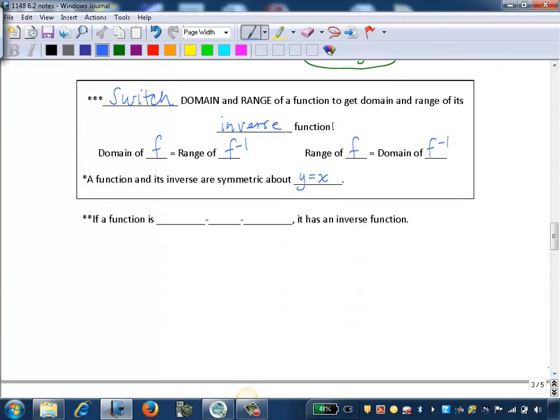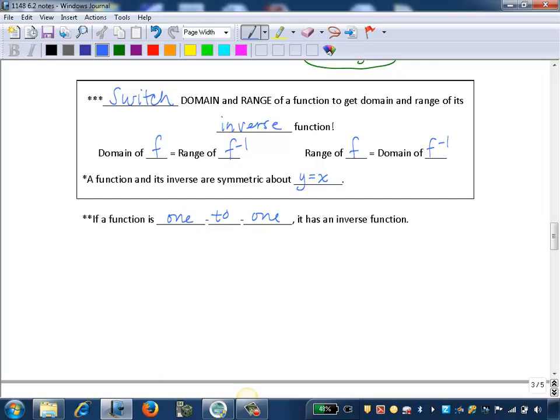Now, in your homework questions, when you're asked to find inverse functions, they're going to tell you that the function they give you is a one-to-one function. That's because if a function is one-to-one, then it will have an inverse function. On the other hand, if it's not one-to-one, it doesn't have an inverse function.